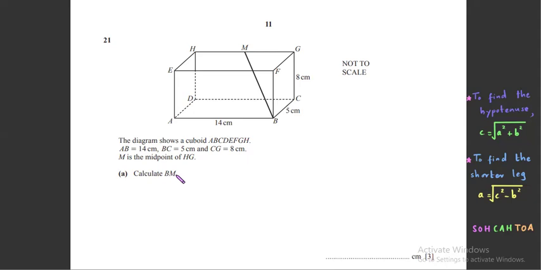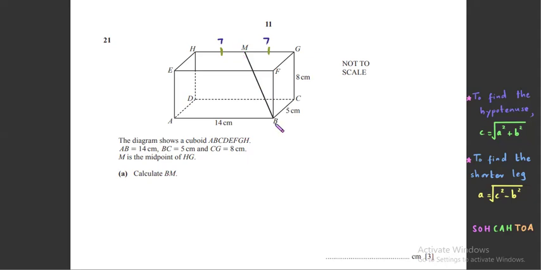If we are to calculate this length BM, according to the diagram given to us, we are going to make use of this side and this side. It's also mentioned that M is the midpoint of HG. H to G, M is the midpoint, which means this portion and this portion will be equal. We know what AB is. AB and HG will be the same. So if this is 14, this complete length will be 14, which means this is 7 and this is 7.